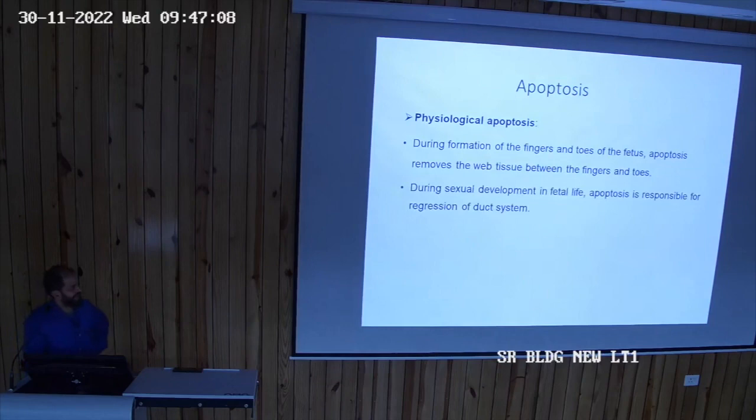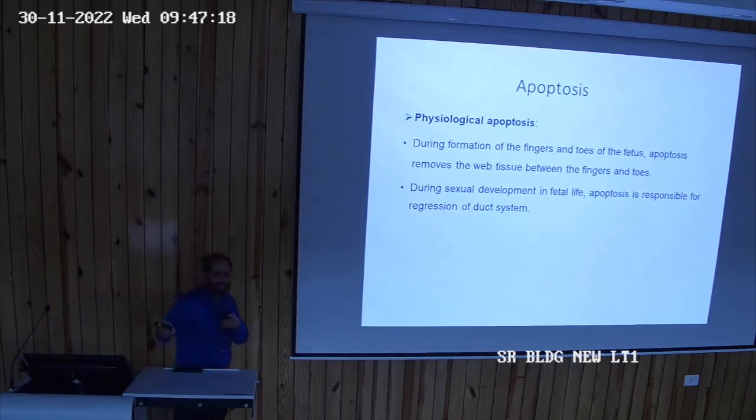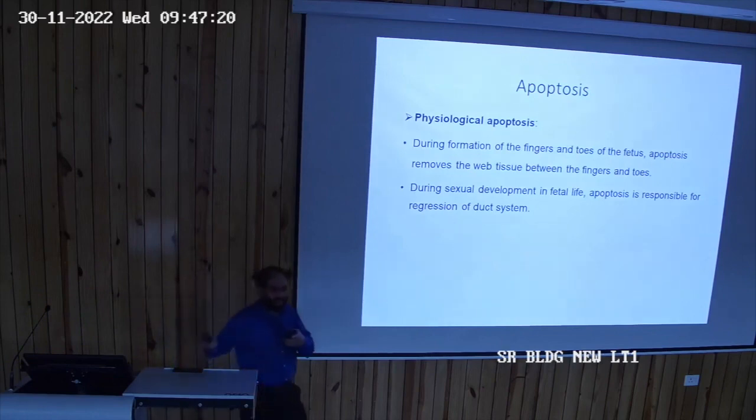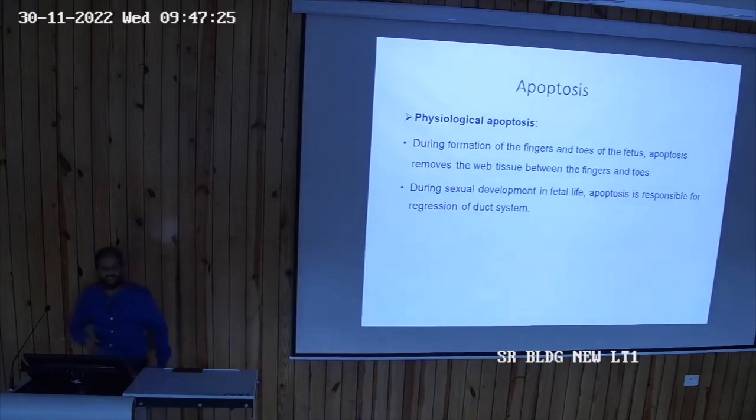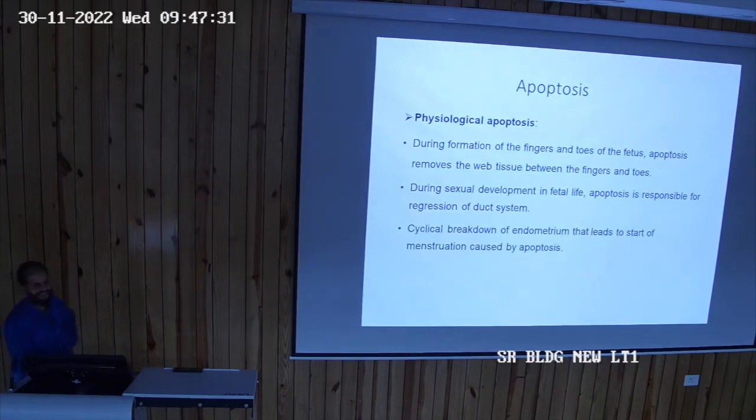And during sexual development also, you must be knowing there are Wolffian duct and Mullerian duct, है ना? So one has to regress. Mullerian duct females में और males में Wolffian duct, है ना? और opposite to that. So one has to regress. So this occurs through apoptosis. So this is another physiological example.